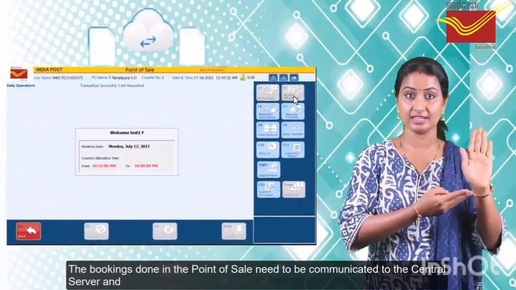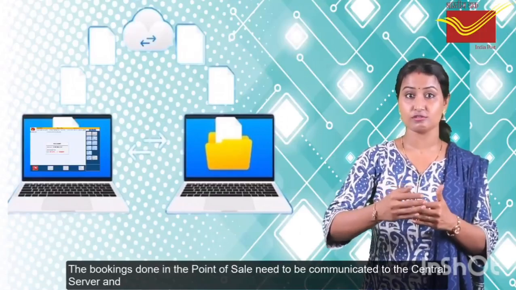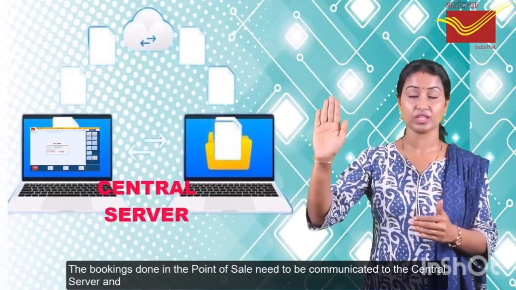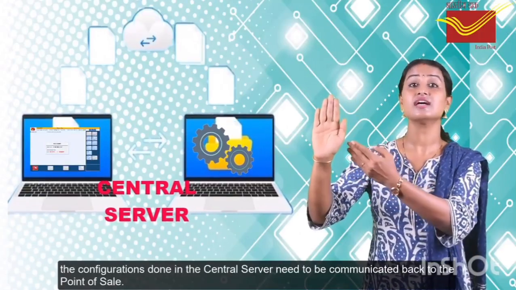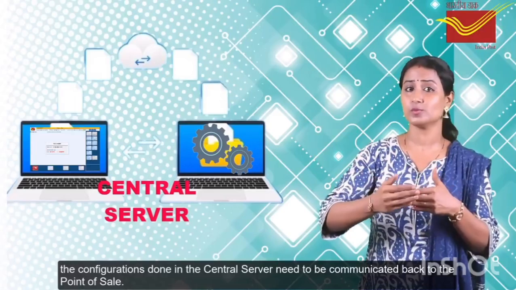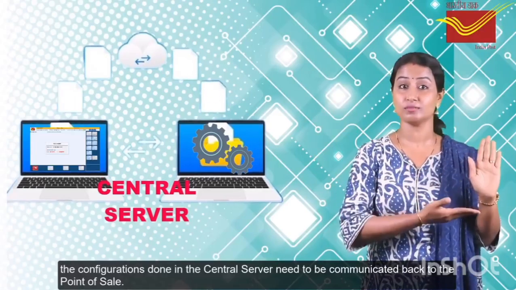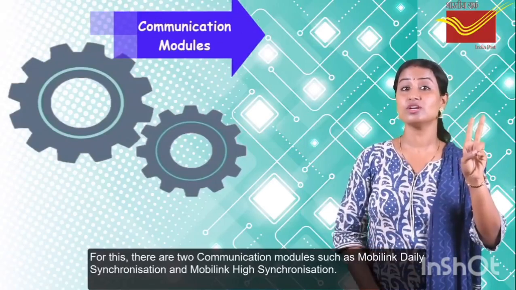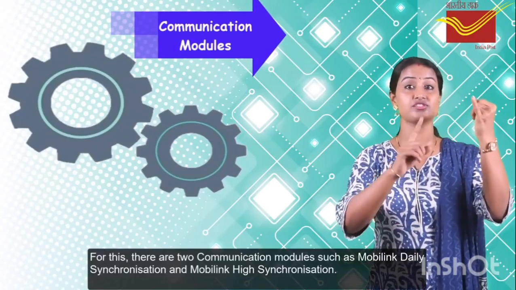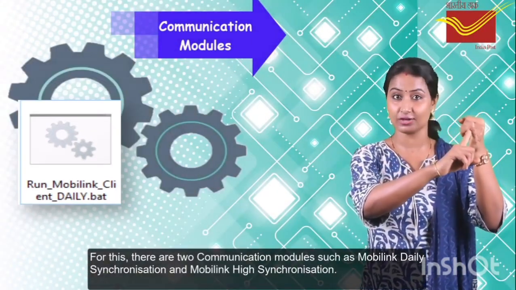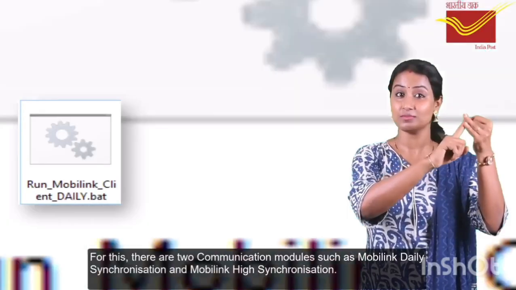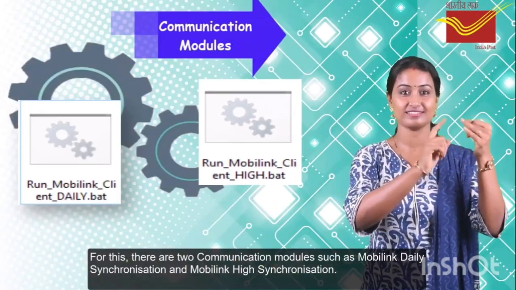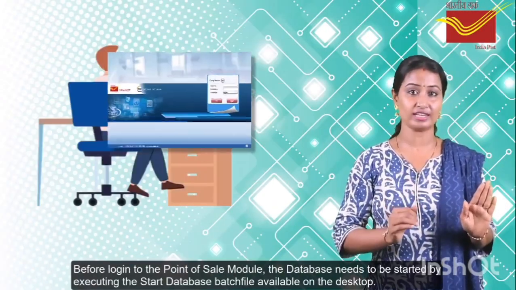sale. The bookings done in the point of sale need to be communicated to the central server, and the configurations done in the central server need to be communicated back to the point of sale. For this, there are two communication modules: MobiLink daily synchronization and MobiLink high synchronization.